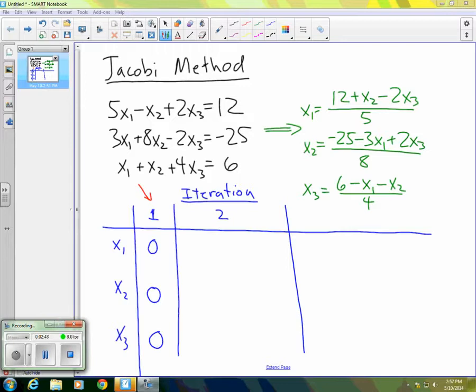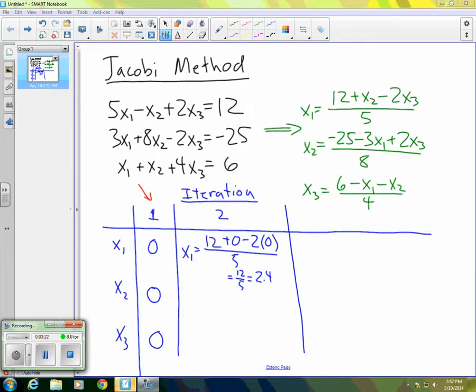So our next x1 we obtain using the first equation up here to the right. So our next x1 will be 12 plus our x2 from the first time around, which is 0, so plus 0, minus 2 times our x3, which is also 0, over 5. Okay, so what we get out of that is 12/5, which in decimal is 2.4. Okay, so that's our next x1.